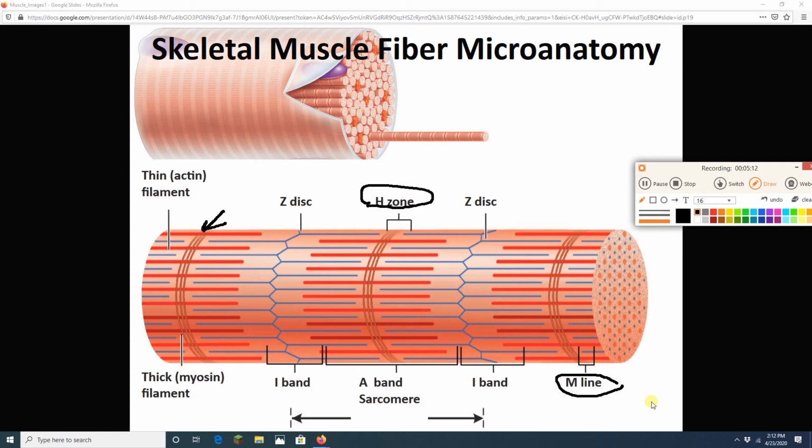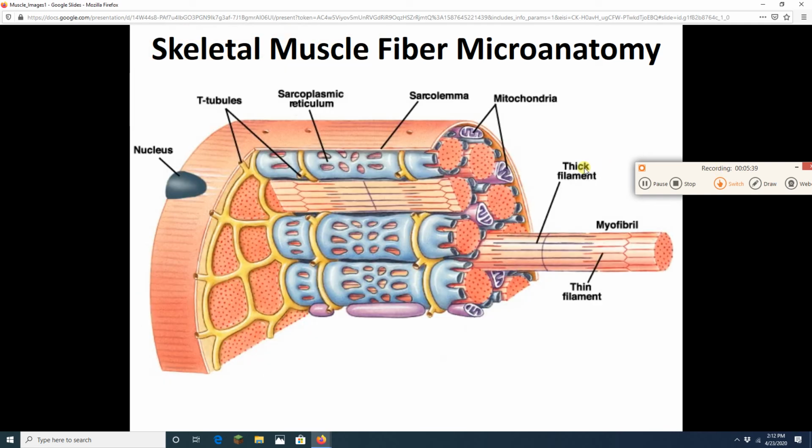We have to know what a sarcomere is because sarcomeres are the sites of contraction. And sarcomeres make up my myofibrils. Myofibrils make up my muscle fiber. So if I can see how a sarcomere contracts, I'm going to see how myofibrils contract. And if I can see how myofibrils contract, I'm going to see how my whole muscle fiber contracts. All right, wow. Let's go on.